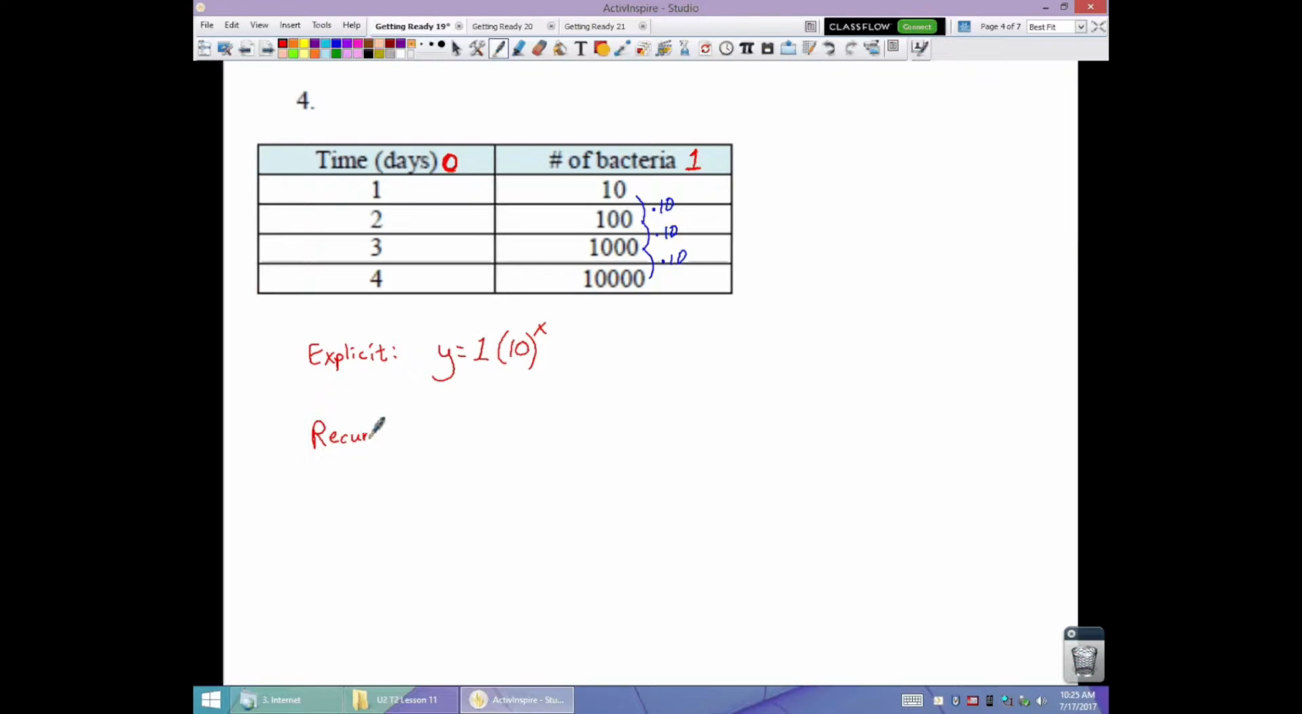For the recursive, f of 1 was 10, so f of 1 is 10. To get each new term, f of x, we go back to our last one, f of x minus 1, and we multiply it by 10.